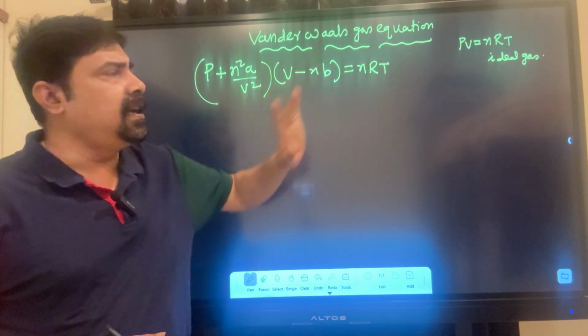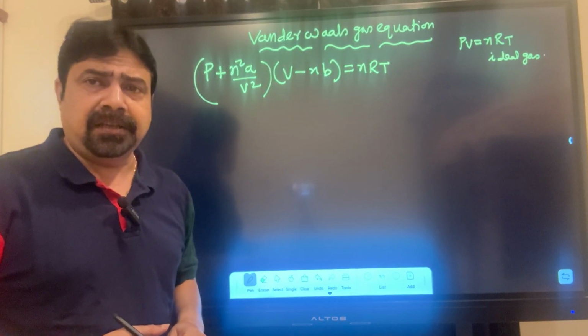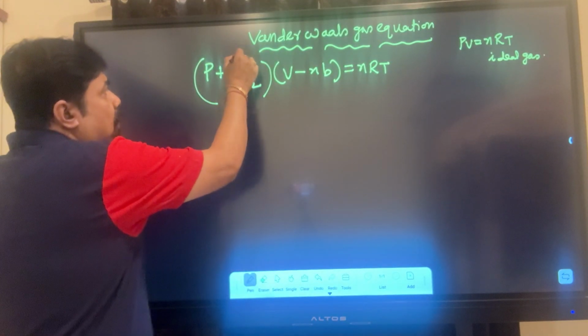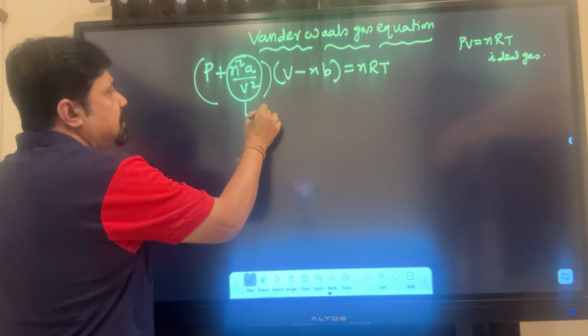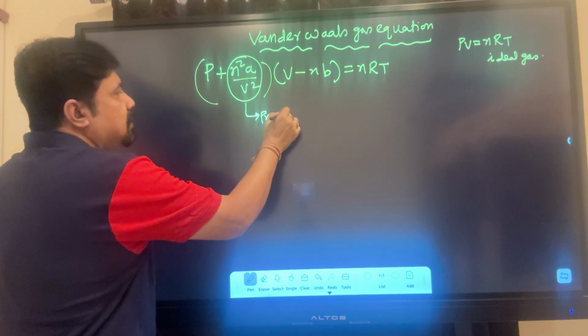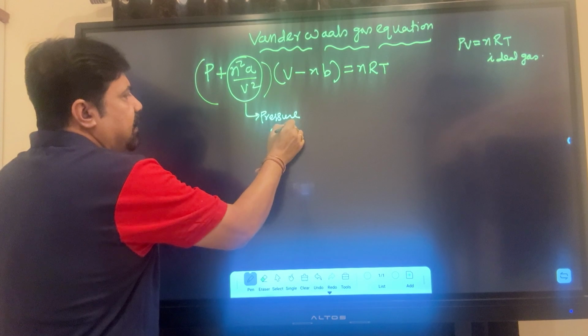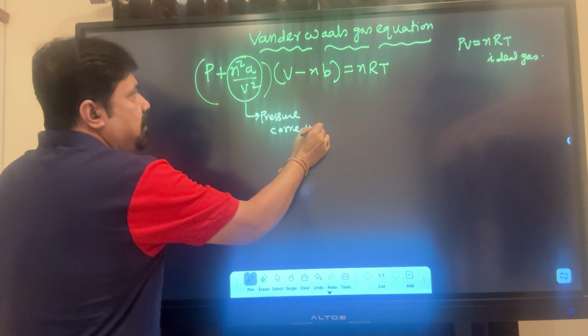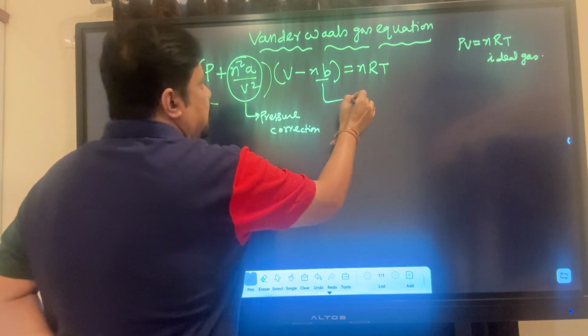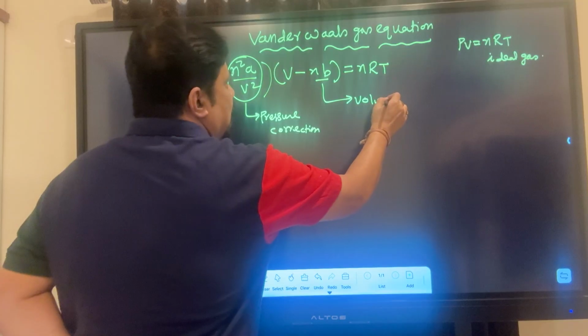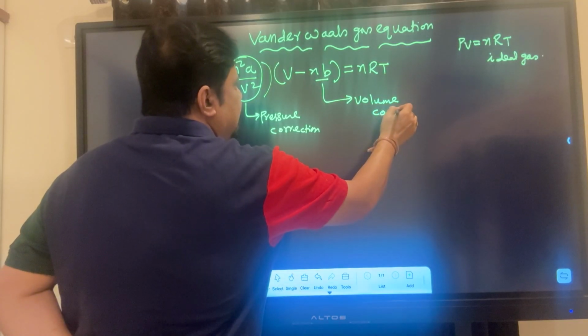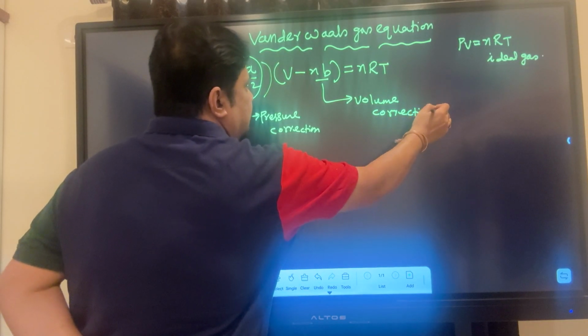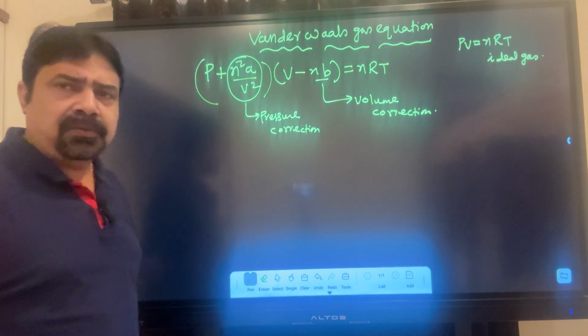Whereas in an ideal gas, PV = nRT. This term is called the pressure correction, whereas this term is called the volume correction. Now why are these needed for a real gas?